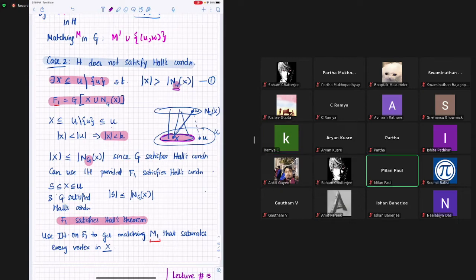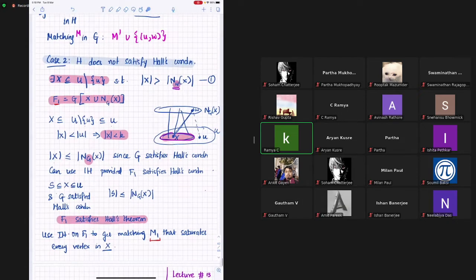Okay. So now what do you know? You know that the graph H does not satisfy Hall's condition. So you know that there is a set with this property. Now use this set to construct a subgraph of G. So what you do is pick this set X and you pick its neighbors as the other partition. So one partition is X here. The other partition is the neighbors of X in G.